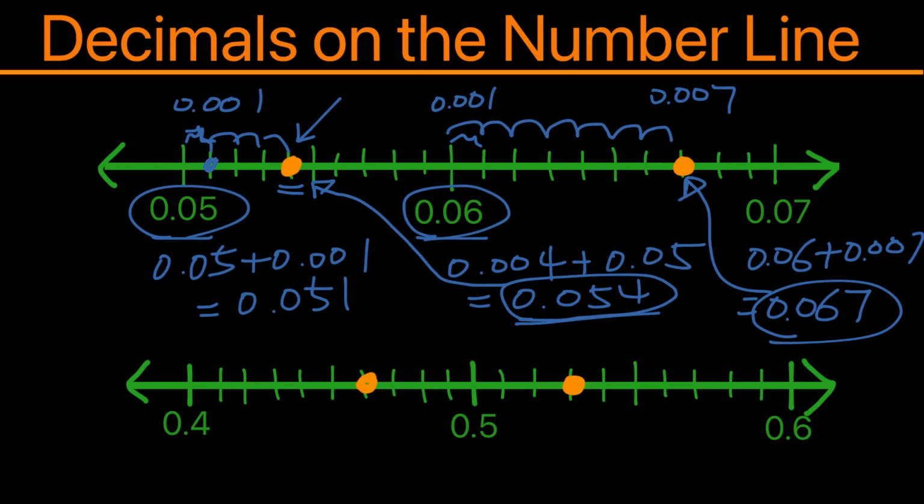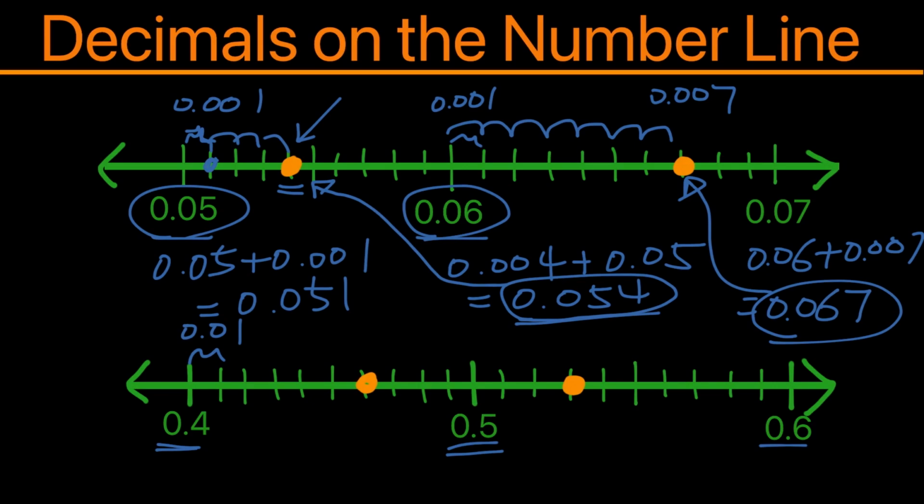Now for our second number line, we have an in tenth value. So we have 0.4, 0.5, and 0.6. And exactly the same, there's a total of 10 equal parts, and we want to know what each of them is. So between 0.4 and 0.5, that means that each of the equal part would be 0.01.